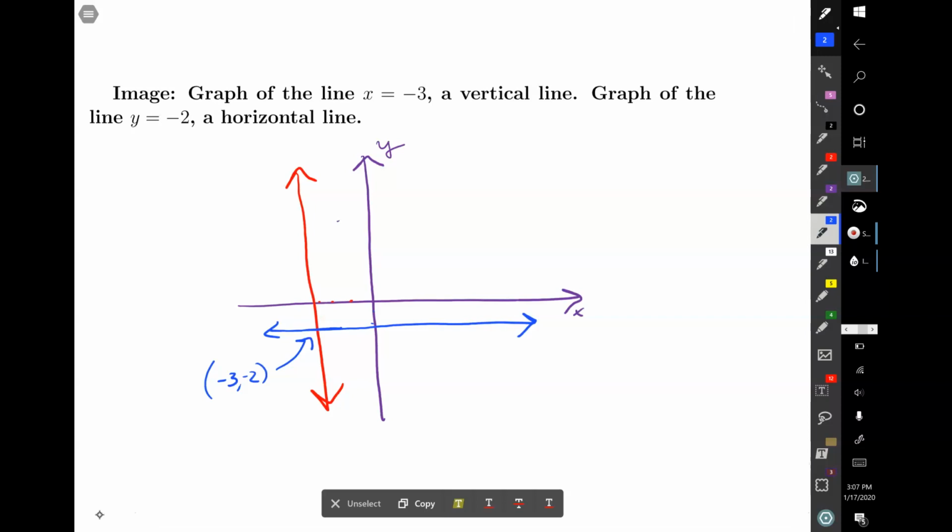To label that, you don't usually need to label every point on the graph or any points. You can just write y equals -2 next to the line somewhere. And for the vertical line, I would just write x equals -3.